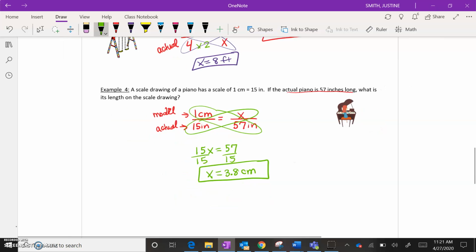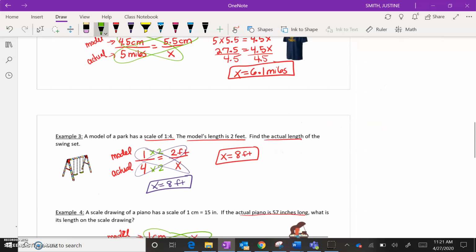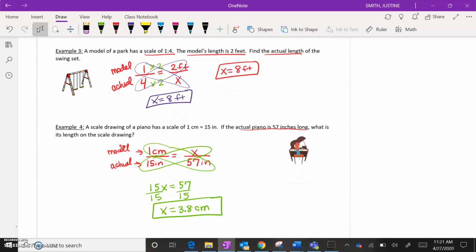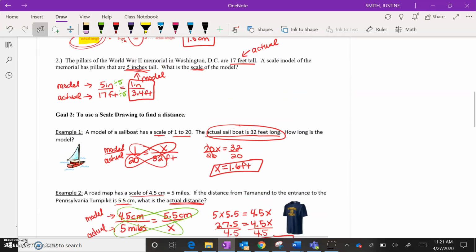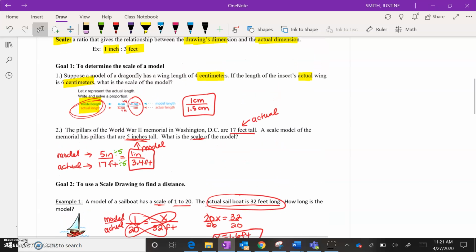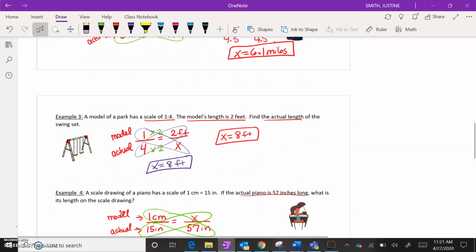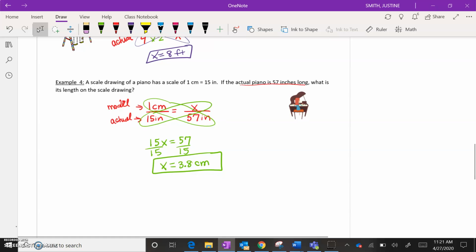Okay, so you can see we did the same setup for all 4 of these examples. The only thing that's different is when they ask you to find the actual scale, and you just have to simplify it to get a 1 in the numerator. Okay, everything else, we used the same setup. We set up a proportion and we solved it.